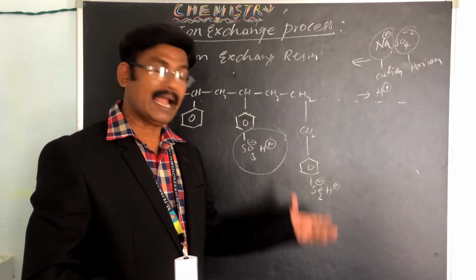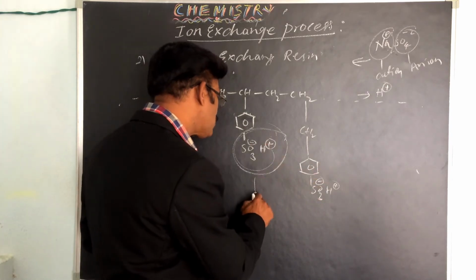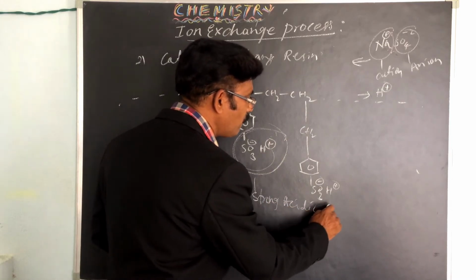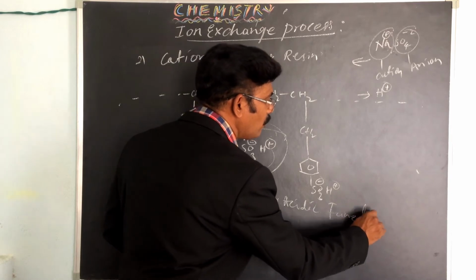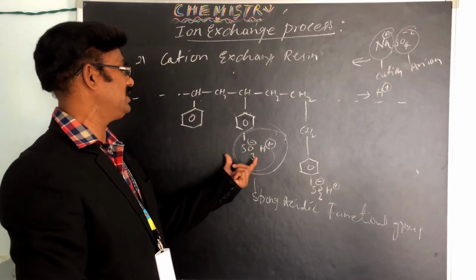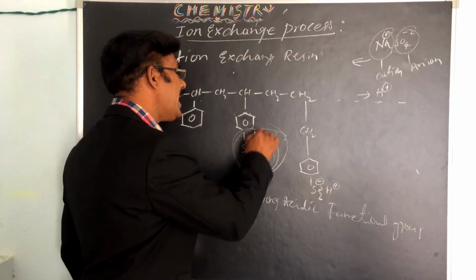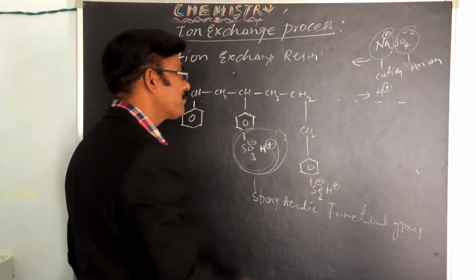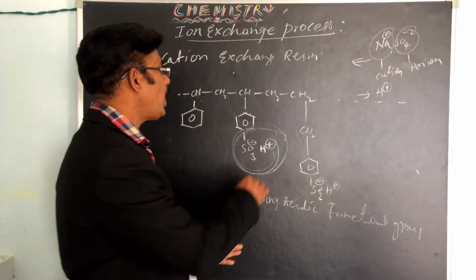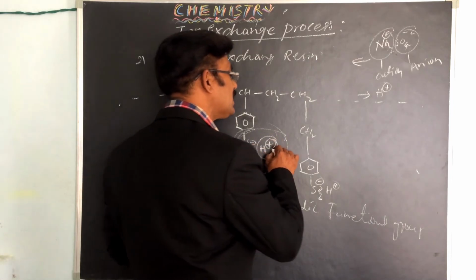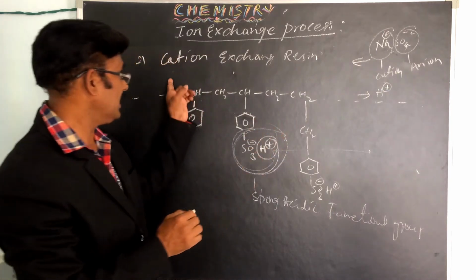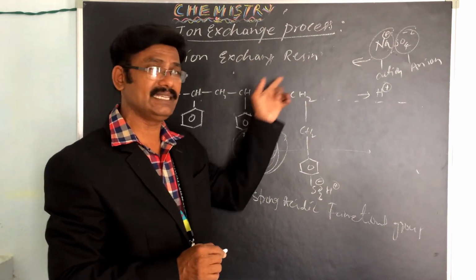The SO3H ion is a strong acidic functional group. In this, H plus ions are there. When water is passed through the resin, the H plus ion is released and the cation is taken. That is the reason it is known as the cation exchange resin.